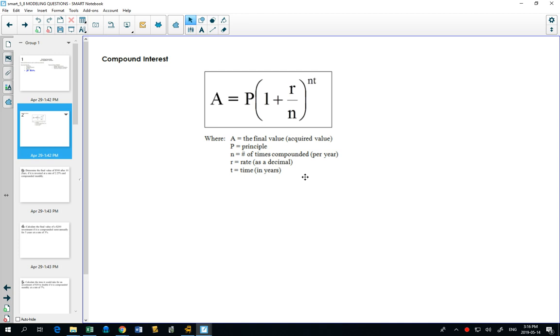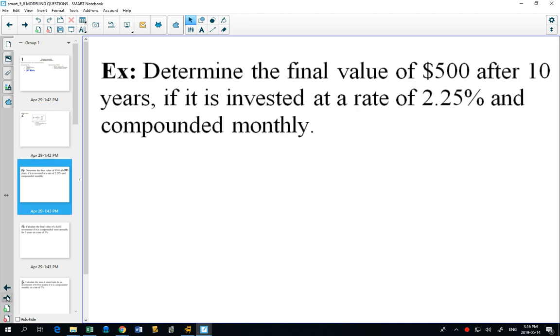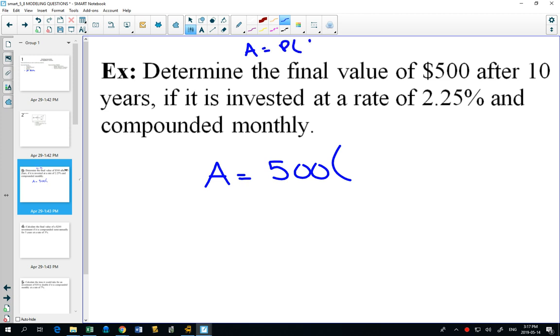Now that they've told you all of those things, when you get a question, you are supposed to be able to figure out where to plug these things in. Determine the final value of $500 after 10 years if it's invested at a rate of 2.25% and compounded monthly. So we have to take this and say, well, of all of those things, I want to find the final value, so I want to find A. The principal, the amount that I started with, was $500. Here, I'll just write the formula up there, just so we can reference it as we go.